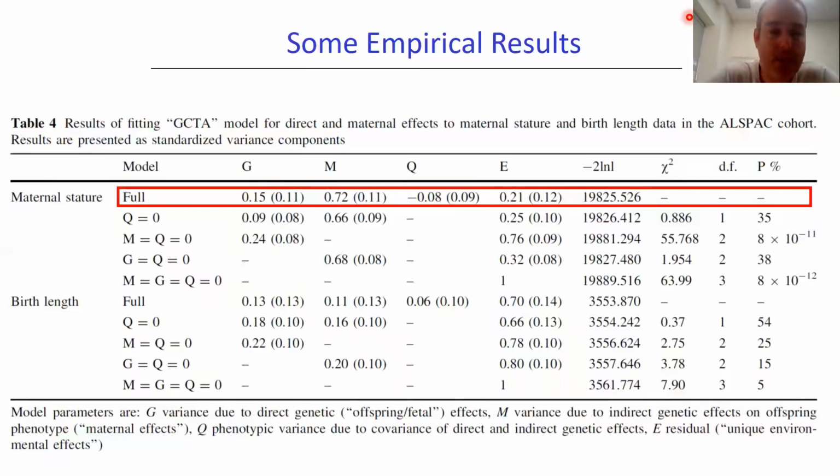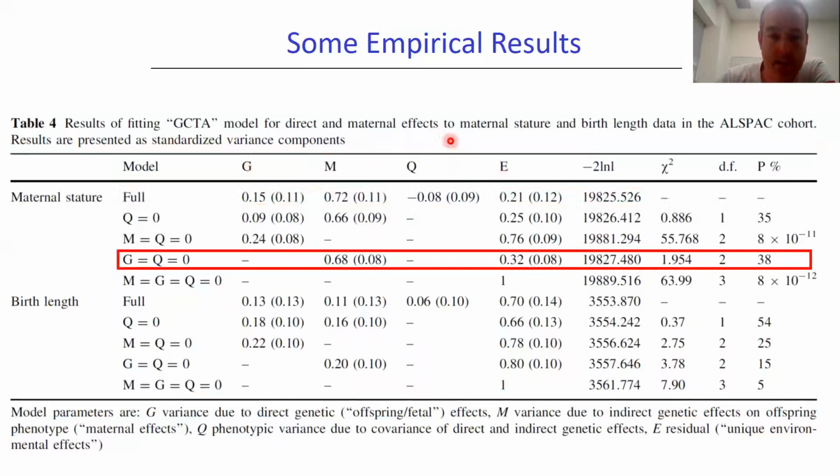And certainly when you fit the model, you get quite a strong variance component for the mothers, as you can see in this table. M is the maternal component, G is the child's component, Q is the covariance, and E is the residual component there. And so you can see that the best fitting model under parsimony is one that just has a maternal component and a residual component in it. So that's a nice positive control, I guess, for the M-GCTA model.